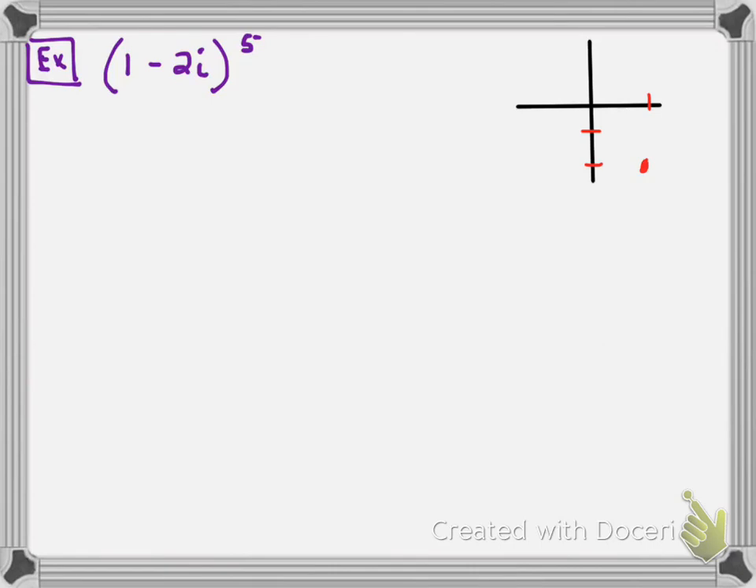What's the radius of the number? Absolute value of the number is what? Bryce? Elizabeth? Square root of 5 is correct. 1 squared plus 2 squared is 5. So my radius is the square root of 5. Okay? My angle is the inverse tangent of negative 2 over 1.